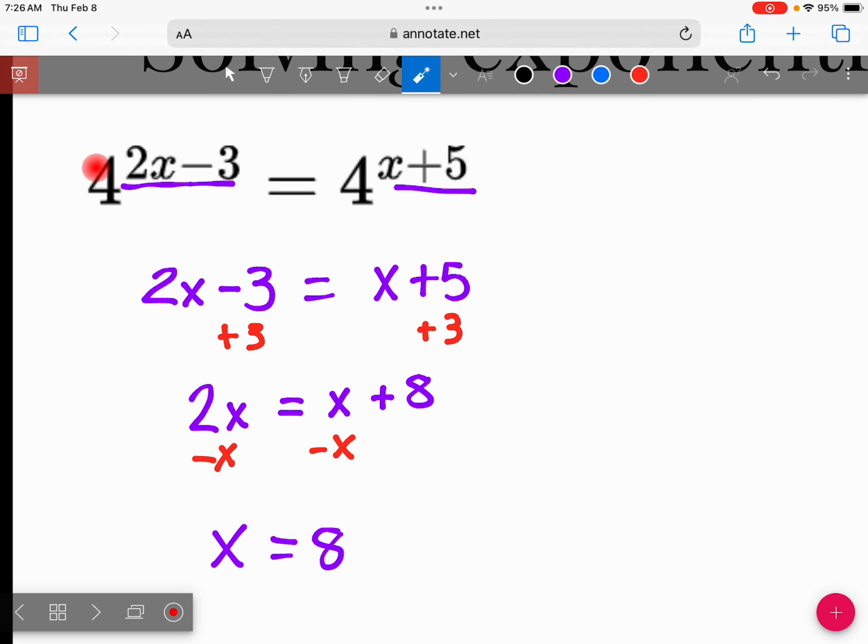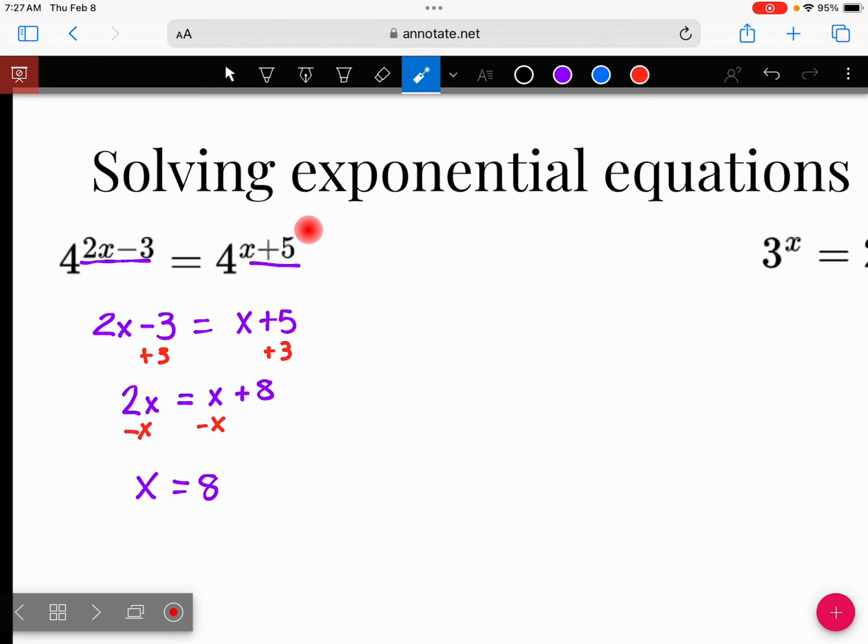And if you want to, you can go back here and check this. 2 times 8 gives us 16, minus 3 gives us 13. 8 plus 5 gives us 13. So they do, in fact, equal each other. No matter what this value is, as long as these exponents match, we're fine. We could only do this when our bases match. So when these 4s match.